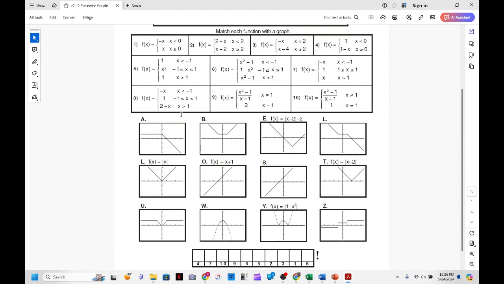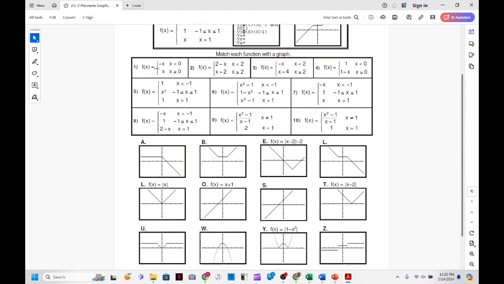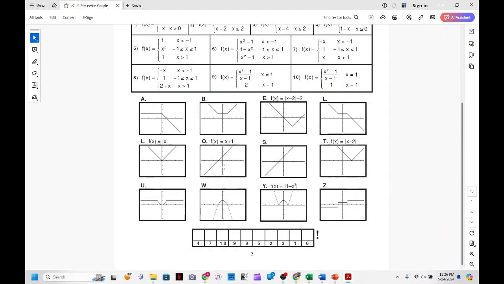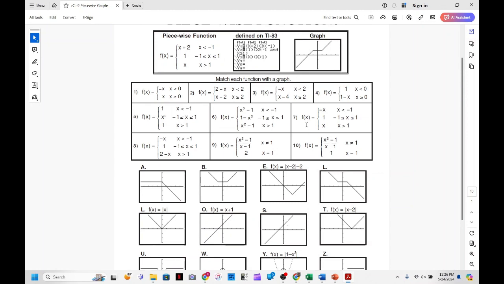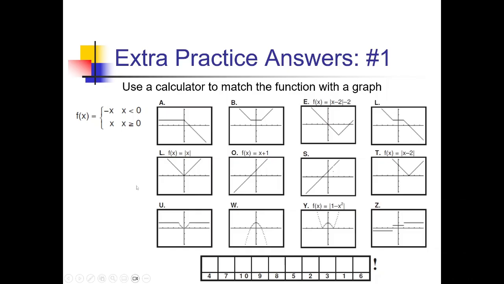So for example, if I do number 1 and I figure out that it's B, it definitely isn't, but let's say it were, then I would put a B in spot 1. So let's go through and see what we can figure out using that grapher. Alright, so for our first question we have the piecewise function negative x for x less than 0 and x for x greater than or equal to 0. So let me go through putting this in the graphing calculator.